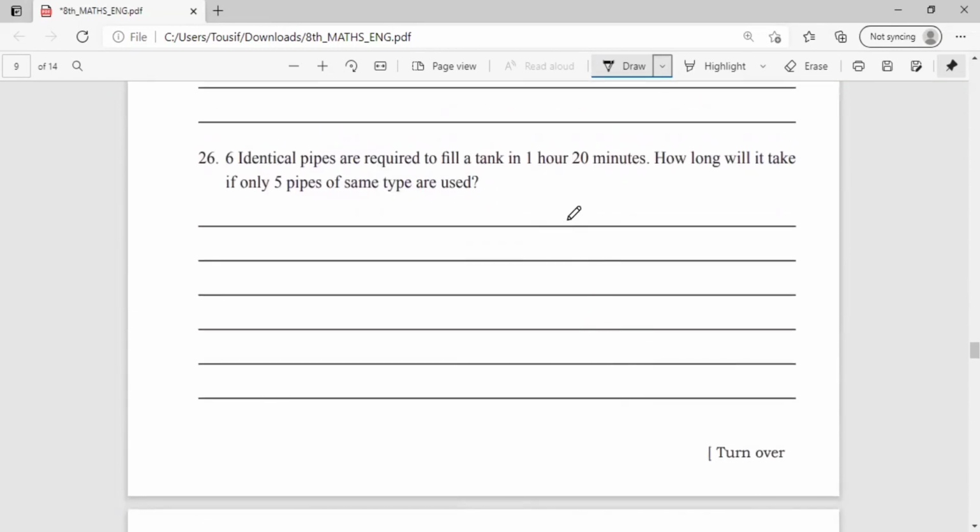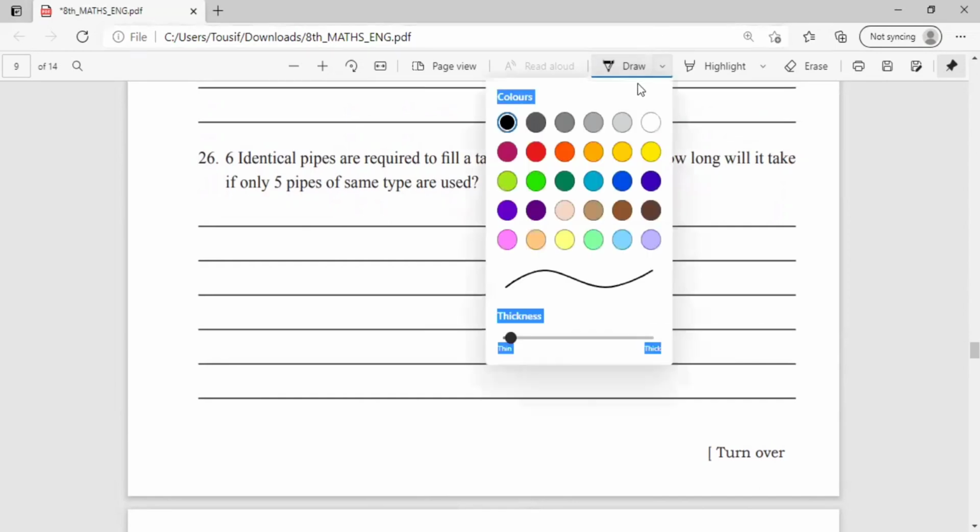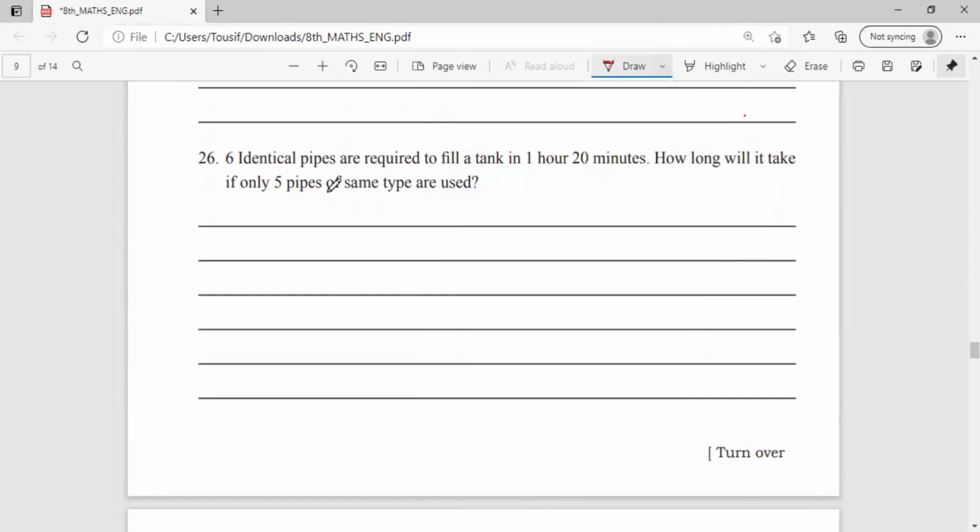It is from the direct and inverse proportion chapter, this question. 6 identical pipes, identical is nothing but similar pipes, are required to fill a tank in 1 hour 20 minutes. Let us convert that 1 hour 20 minutes.